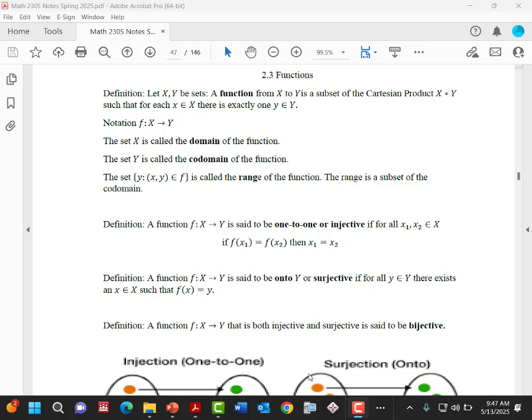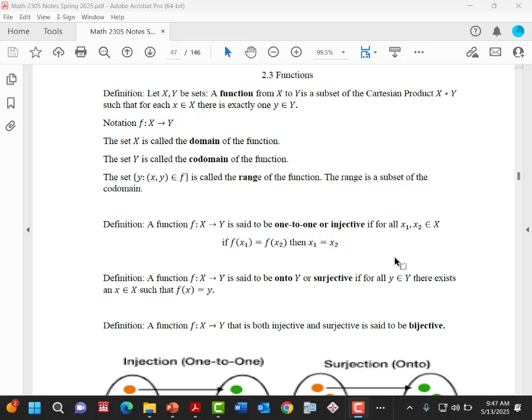So in this section, we want to take a look at a very important but also very fundamental concept in mathematics, and that is the idea of functions. So let's start off with a couple of definitions, and then we'll segue into some examples.